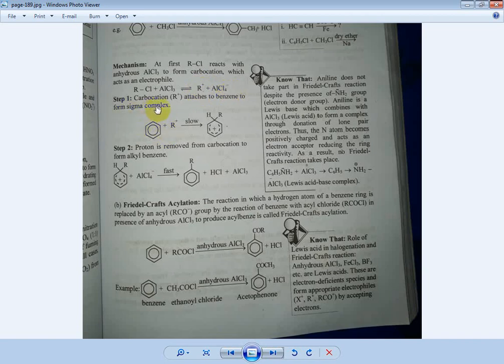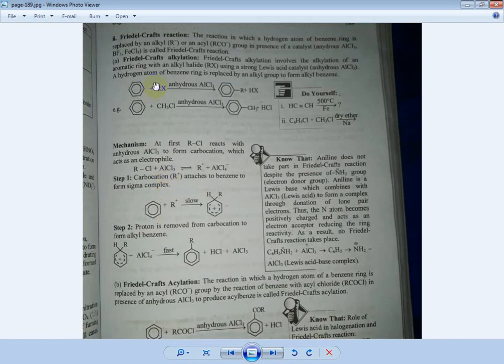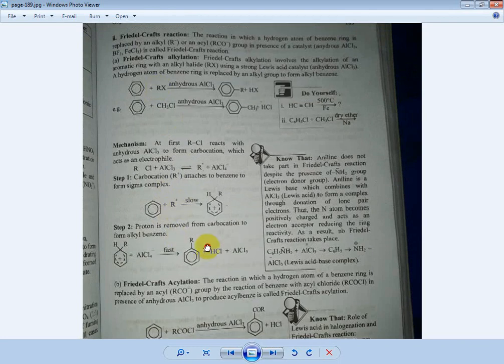Okay, step 1: carbocation means electrophile. The electrophile attacks the benzene ring and forms a sigma complex. In the second step, a proton is removed in the presence of a nucleophile, with the same R, here CH3. This compound is called Friedel-Crafts alkylation because this is R.